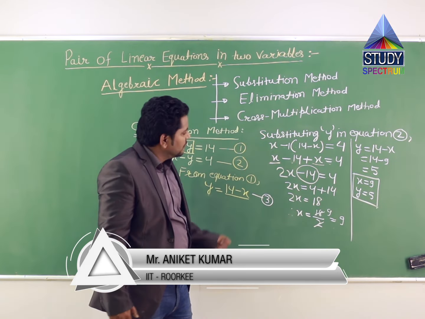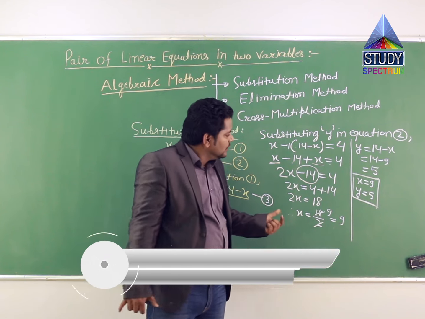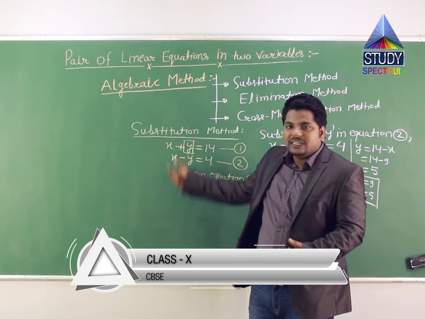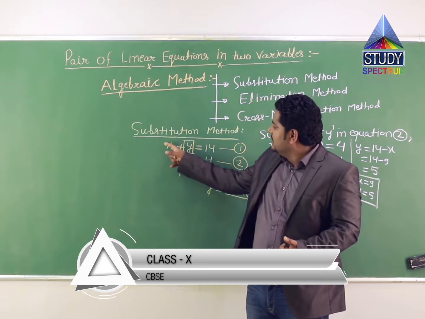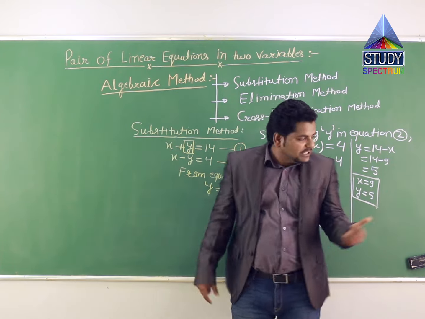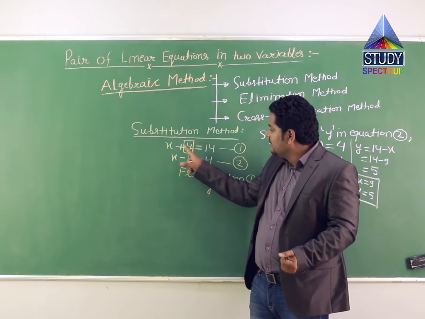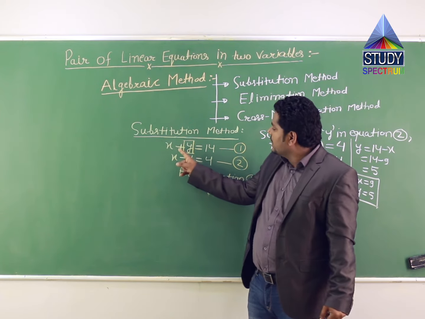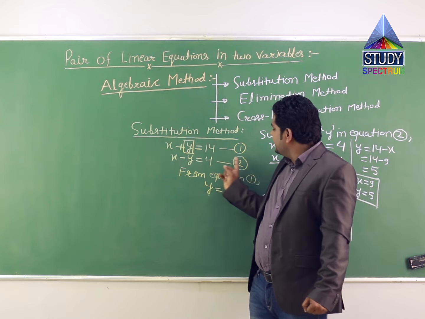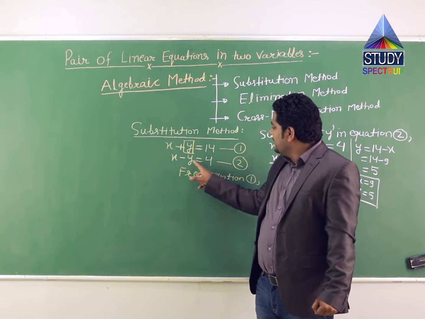Now let's check whether we have done correct or incorrect, right or wrong. So we will substitute both x and y values in the original given linear equations. We have just got x equal to 9 and y equal to 5. So 9 plus 5 is 14. It means x equal to 9 and y equal to 5 satisfies equation 1. Now let's check equation 2. So x is 9. 9 minus 5 is 4.